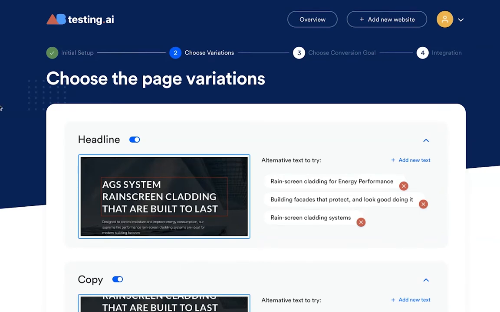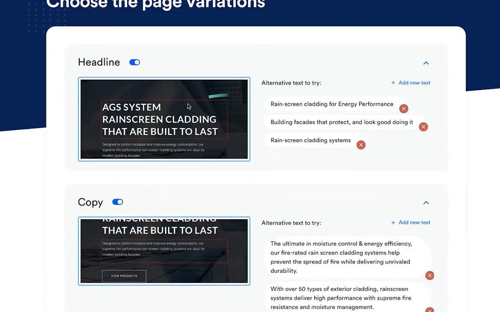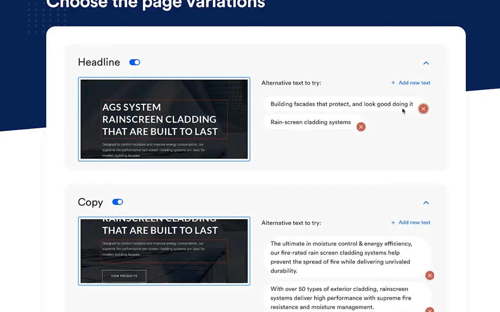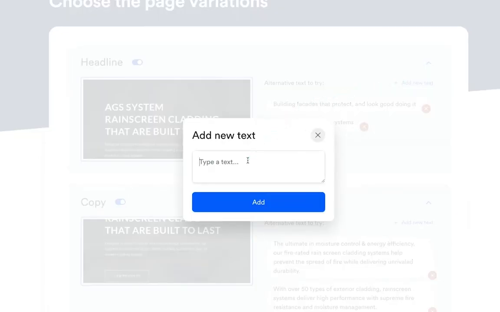Now we're in here. This is where the fun begins. So it's pulled out my H1, my header, and it's given me these 3 suggestions. Building first aid to protect. So have a read through. Orange green cladding for energy performance. Energy rings. Okay. If you like them, you can keep them. If you're not too sure, you can just untick them. And you can add your own as well.